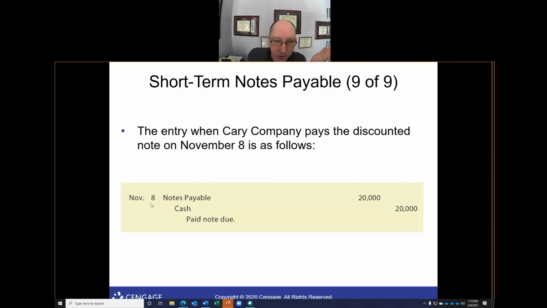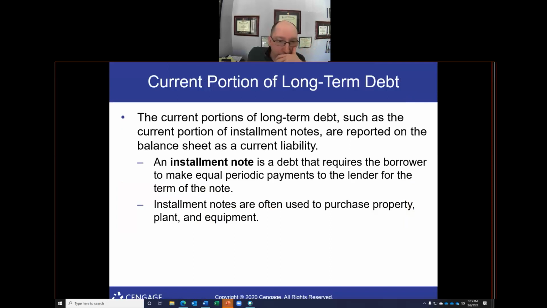And then of course we're going to pay it back, but we pay it back on the full value. Debit notes payable, credit cash. That's when we're paying it back.